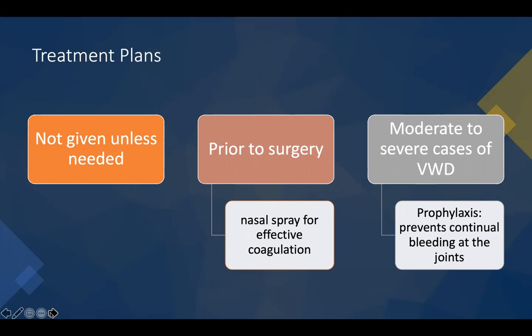Patients with moderate to severe cases of von Willebrand's disease are usually provided with a prophylaxis to prevent continual bleeding at the joints. And for women, there are various treatments to control bleeding during their menstruation cycles as well. There are various treatment modalities in order to keep it under control.